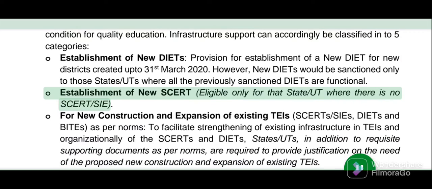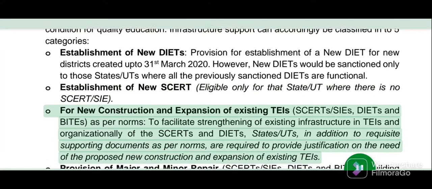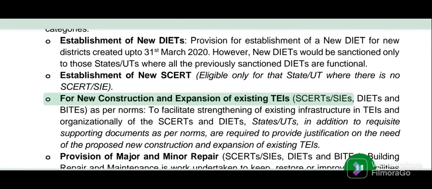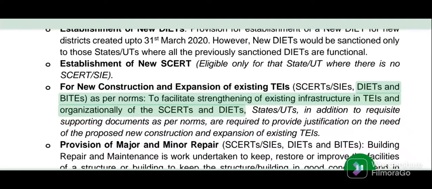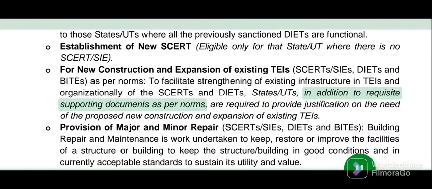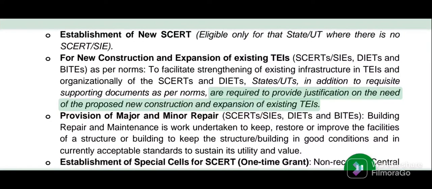Two, establishment of new SCERT, eligible only for that state or UT where there is no SCERT. Three, new construction and expansion of existing TEIs, SCERTs, CTEs, DIETs and BITEs as per norms, to facilitate strengthening of existing infrastructure in TEIs and organizationally of the SCERTs and DIETs. States and UTs, in addition to requisite supporting documents as per norms, are required to provide justification on the need of the proposed new construction and expansion of existing TEIs.